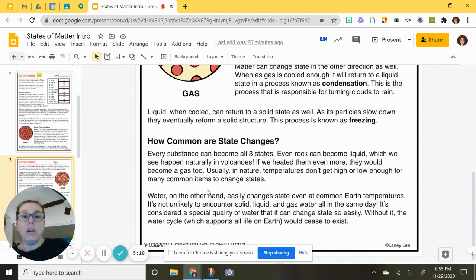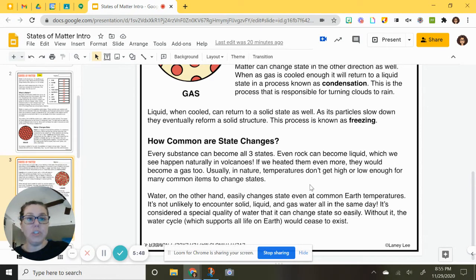How common are states or state changes? Every substance can become all three states. Even a rock can become liquid, which we see happen naturally in volcanoes. Oh yes, I remember this, when the lava is actually liquid rock. If we heated them even more, they would become a gas too. Oh, I didn't even think about that.